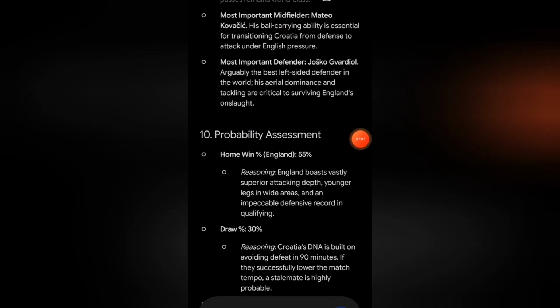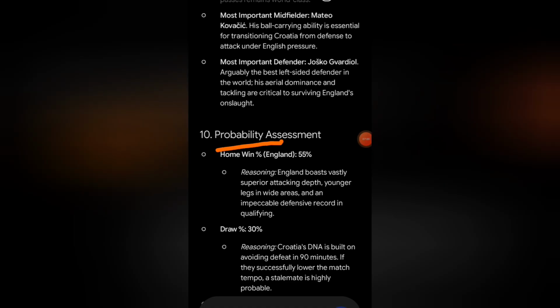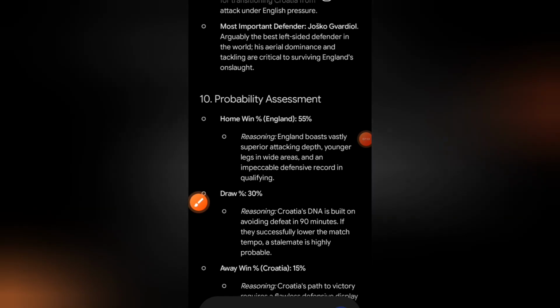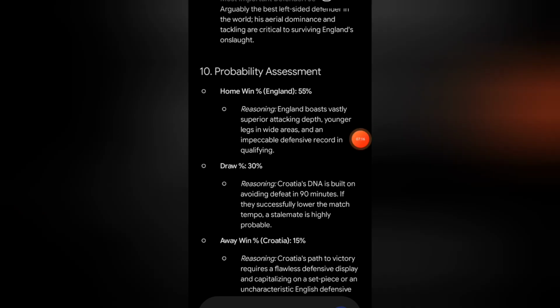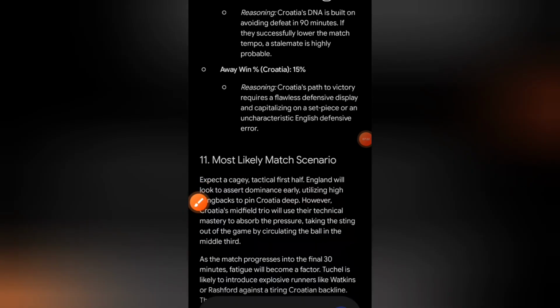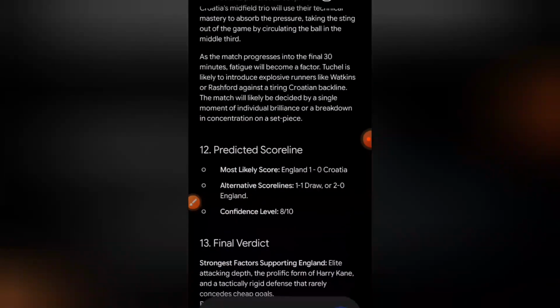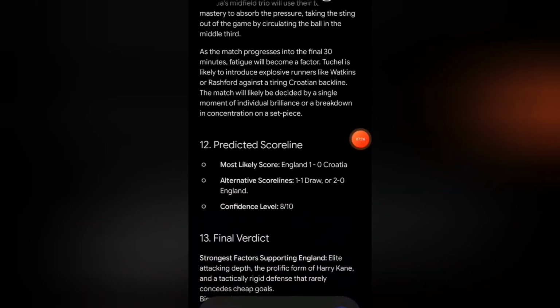Although I will not be looking into the probability assessment section, I'm not going to predict who will win this time around because the probability is very close. Although the probability that England will win or draw is very high, let us not risk that. Now let us look into the match's predicted scoreline. This happens to be the main gist.